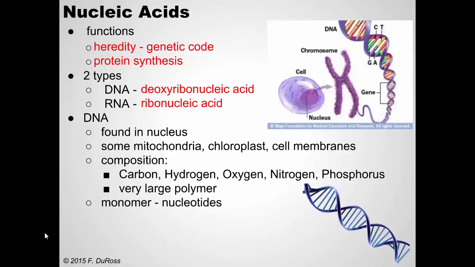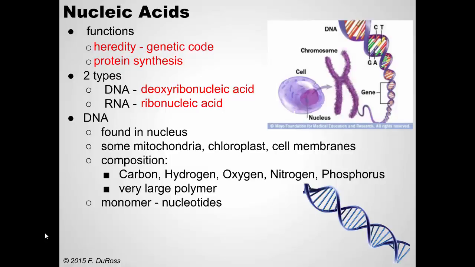So DNA is found inside of the nucleus of cells. There's also some in other areas of the cell. We talked about that when we talked about the heterotroph hypothesis and the evolution of eukaryotic cells, that there's DNA also in the mitochondria. There's DNA in the chloroplast as well. And so mostly though we're talking about DNA that's inside the nucleus of our cells.